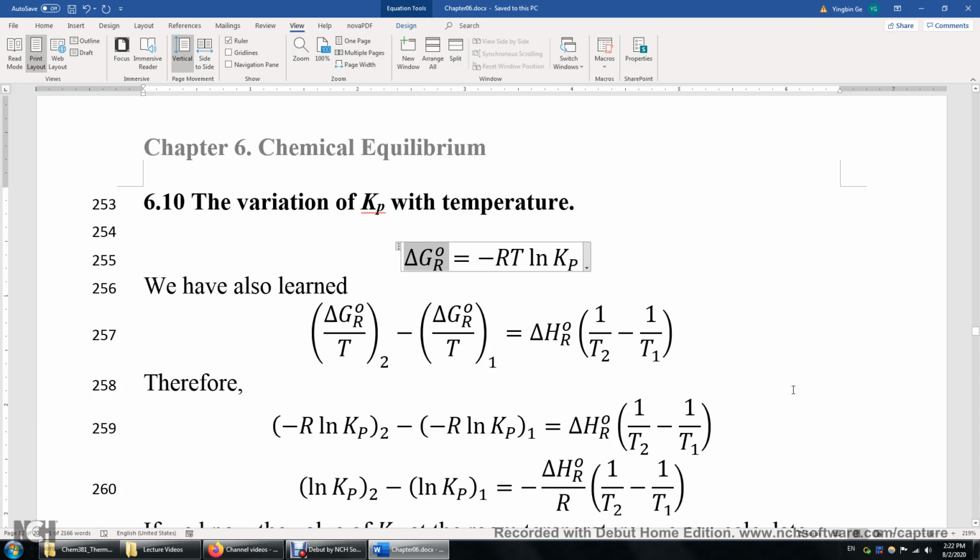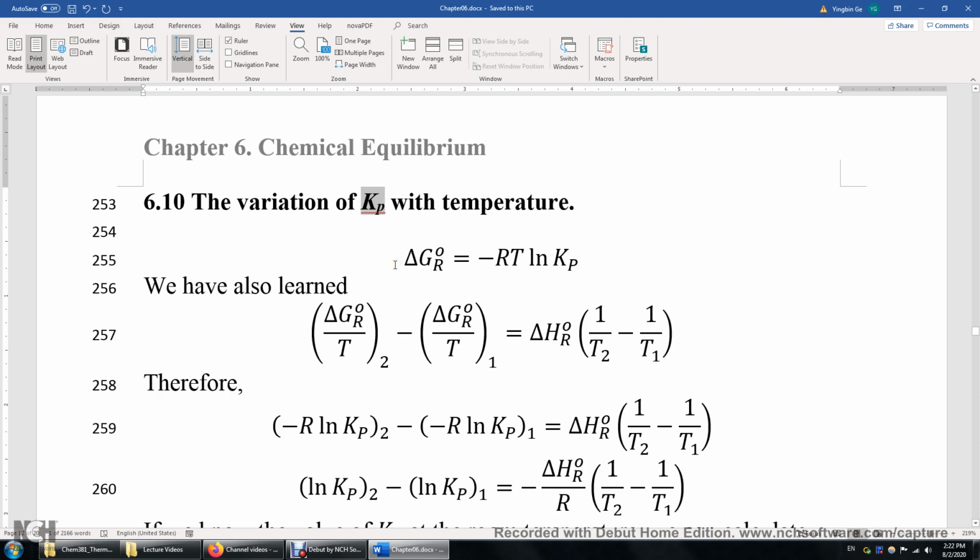Section 6.10. The variation of K sub P with temperature. How does the equilibrium constant depend on temperature? The Le Chatelier principle tells us the answer depends on the sign of the enthalpy of the reaction. For endothermic reactions, K sub P increases as temperature increases. For exothermic reactions, K sub P decreases when temperature increases.